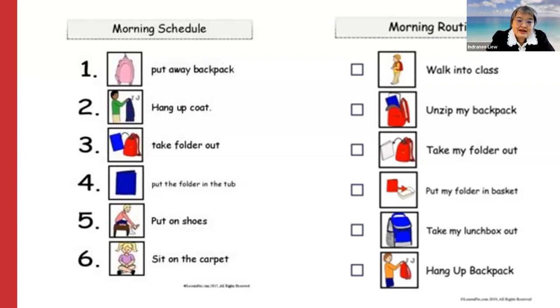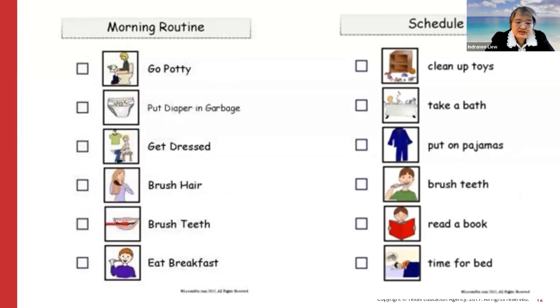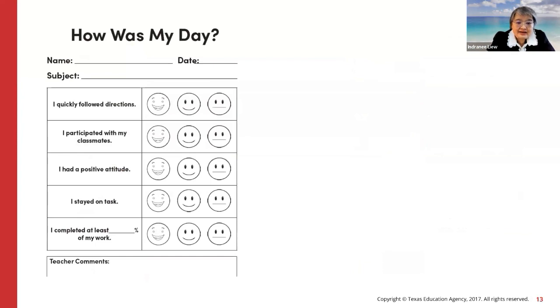Okay, morning schedule. This one doesn't have the walk into class. Put away your backpack, hang up your coat, take your folder out, put the folder in the tub. Put on your shoes, then go and sit on the carpet, because we always start circle time in front of the classroom on the carpet. Then you can use this to keep track of how your students are feeling.